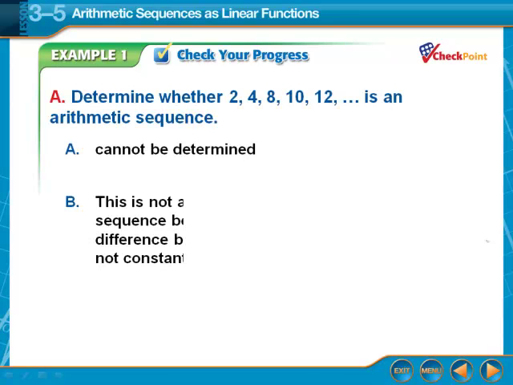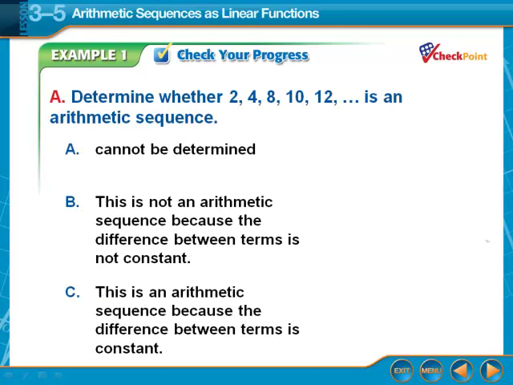So here's your chance. You can pause if you want to, and decide if this is or is not. This is not. We're going from 2 to 4, which is an increase of 2, 4 to 8, which is an increase of 4, and right there we're done. It's not constant.